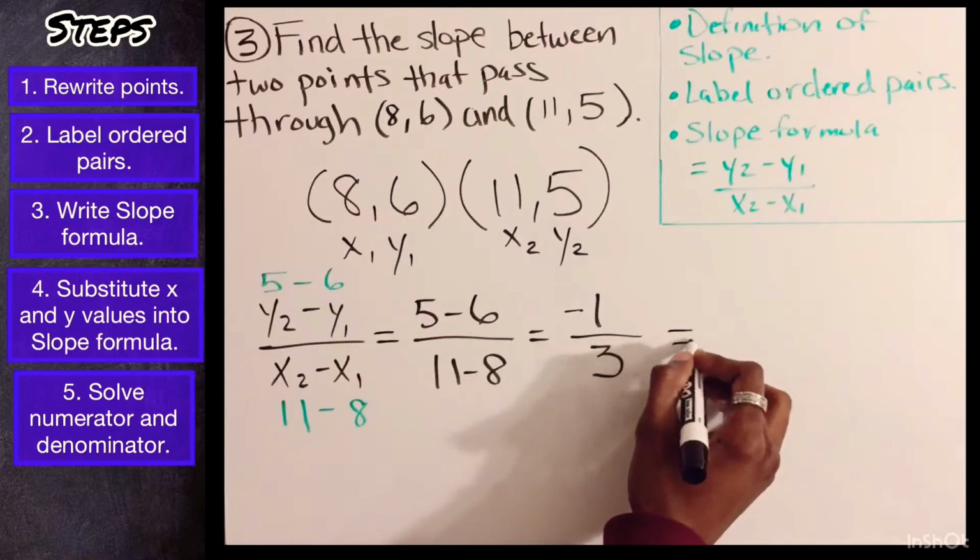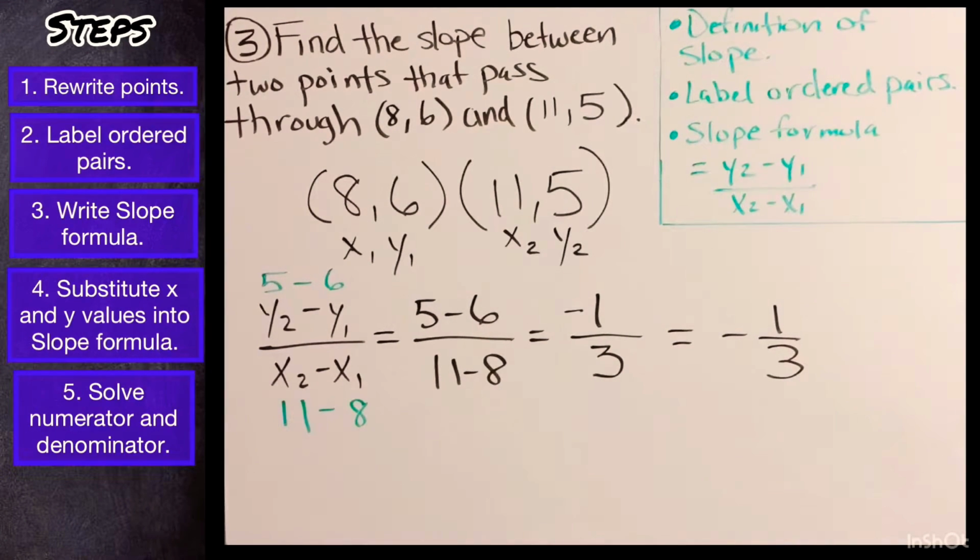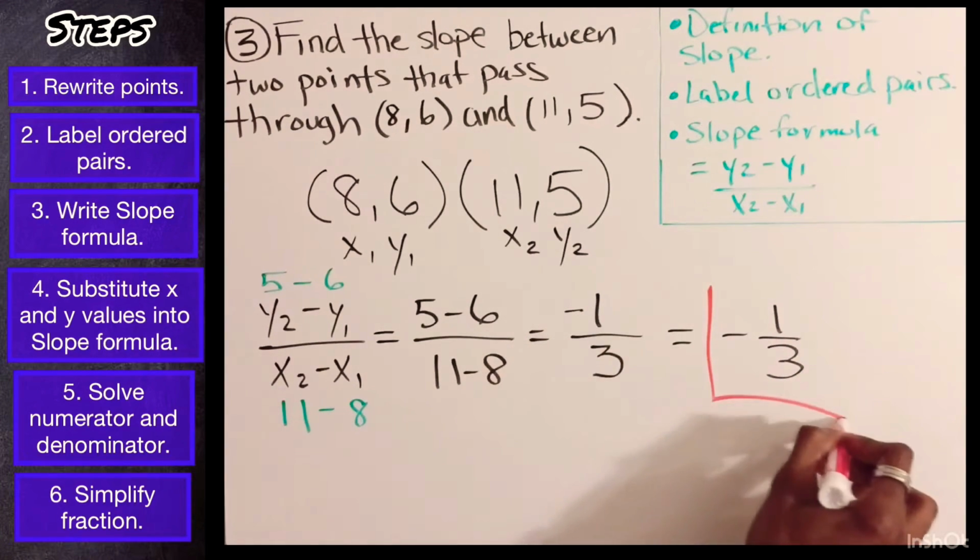Just to be fair, this is how it should look when you're all said and done. We actually can't simplify this fraction. There's no number that goes into 1 and 3. 1 is a number that goes into both of them, but that would actually just keep this fraction the same. So we can stop here. We don't need to go into simplifying the fraction. And we'll see that our slope is negative 1 over 3, and that's our answer.